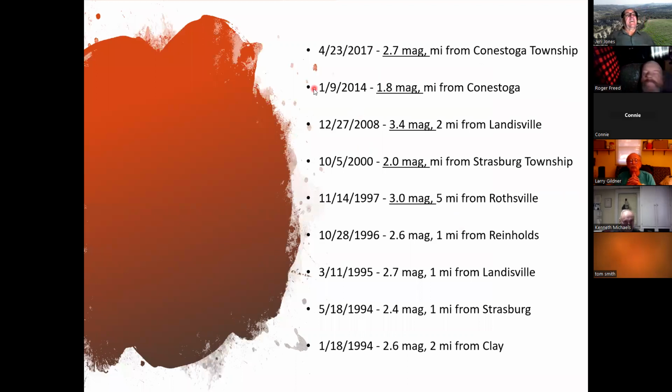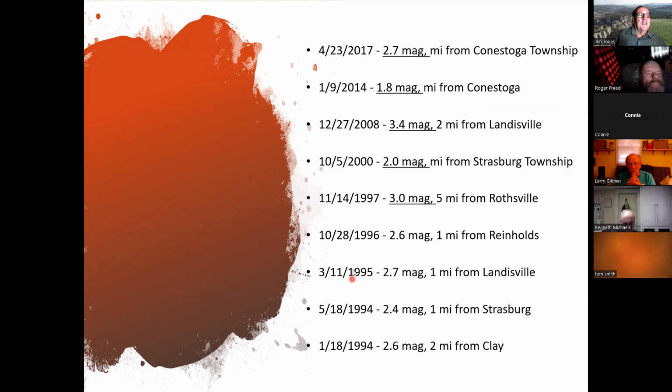Another list of Lancaster County earthquakes. Conestoga again is a fairly hot area in the southern part of Lancaster County. And then we get around where the train museum is. In 2000, they had a magnitude 2. Rothville, Reynolds, Landisville.